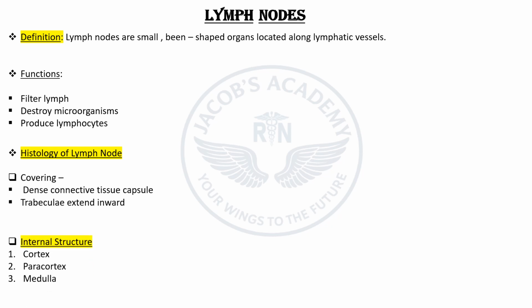Next, we can see the internal structure of lymph nodes. So, the lymph node has three main regions. The cortex, which contains lymphoid follicles and mainly B lymphocytes. The second one is paracortex, which is rich in T lymphocytes. The third one is medulla, which contains medullary cords and sinuses.